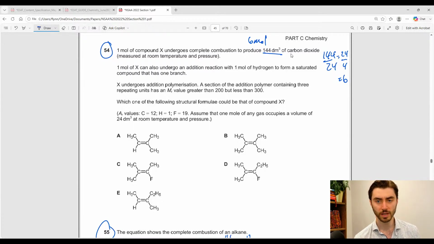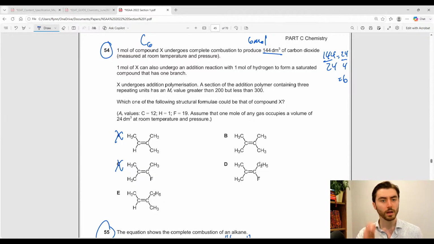Okay. Complete combustion to produce 6 moles. So that means it's C6H something. 1, 2, 3, 4, 5. No. 1, 2, 3, 4, 5, 6.